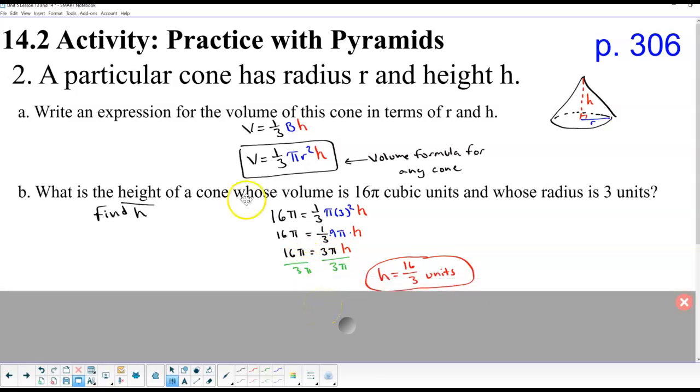And when I do that, notice how we get a pi on top and on bottom. The pi's reduce out. The 3's are gone on this side, leaving me with just h. And then I can't reduce 16/3, so I'm just going to leave it as the height is 16/3 units. Notice how it's just units. If this was feet, it would be 16/3 feet because height is a singular length.